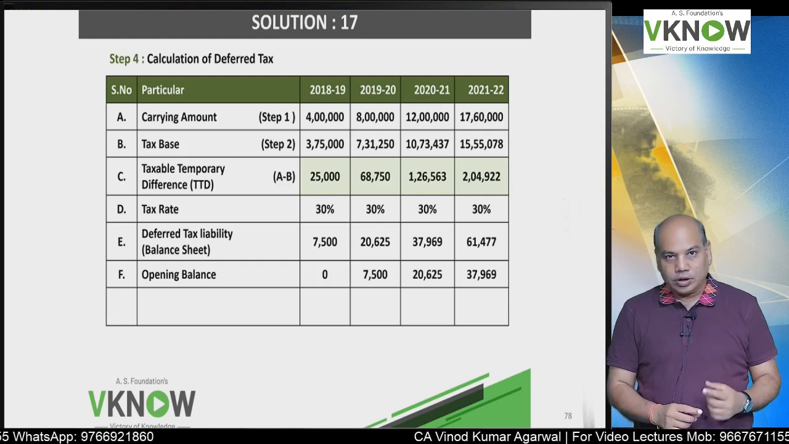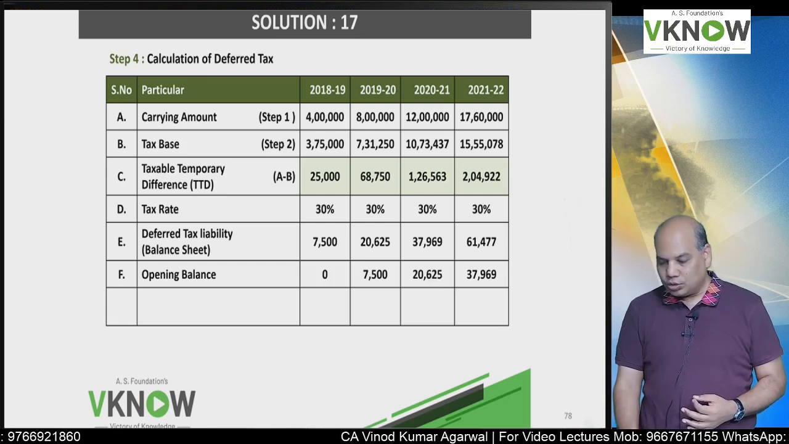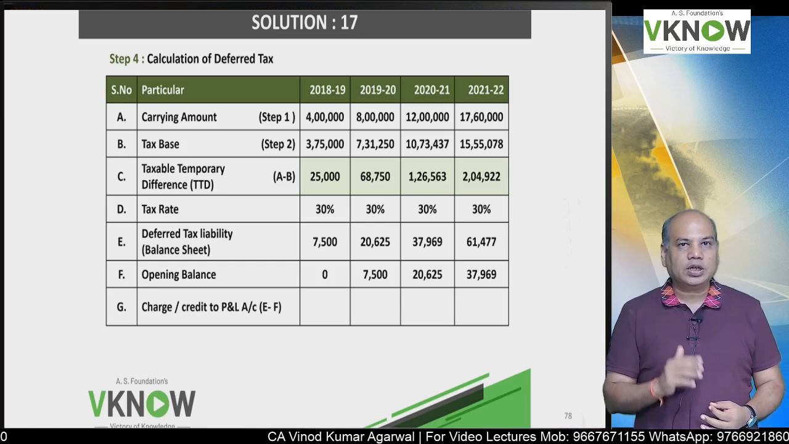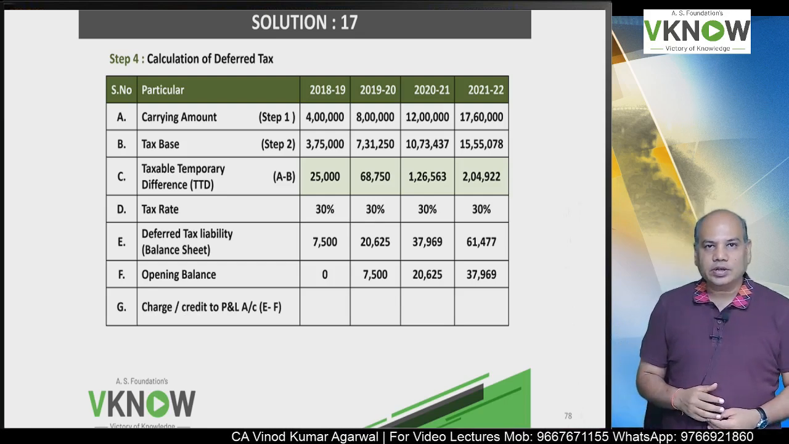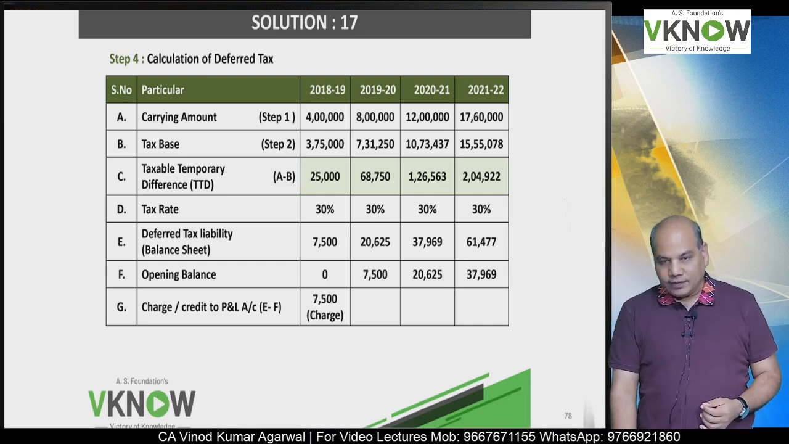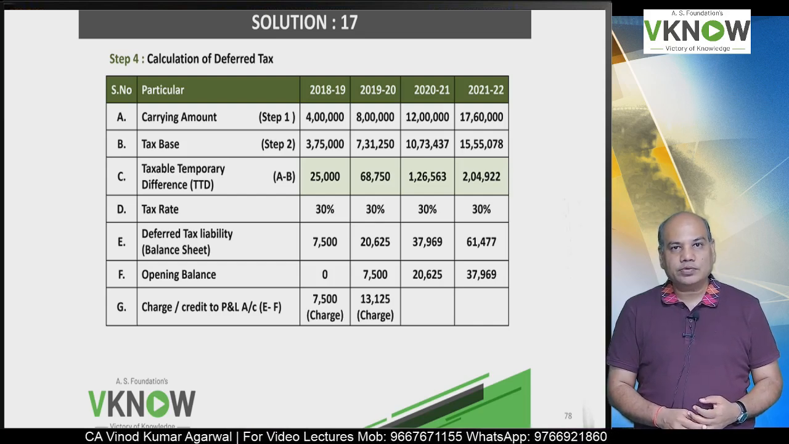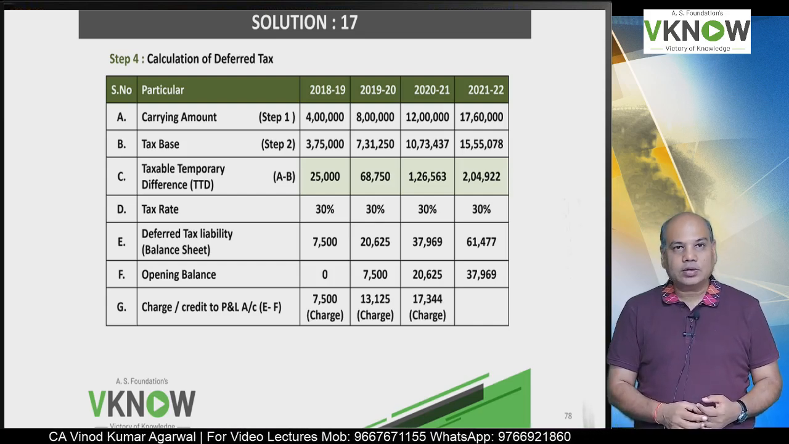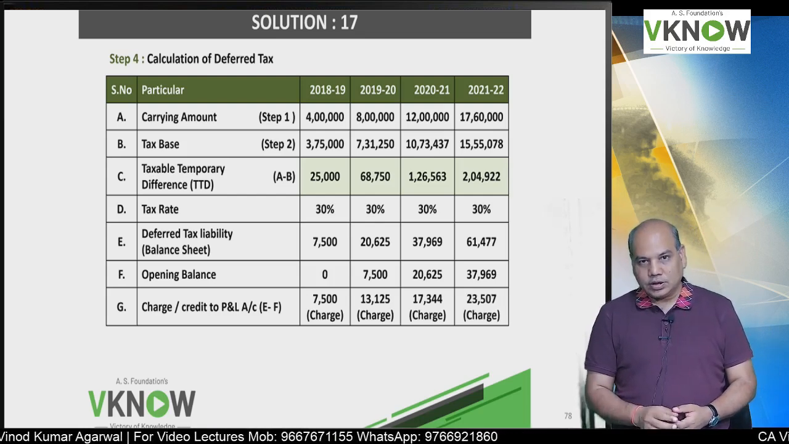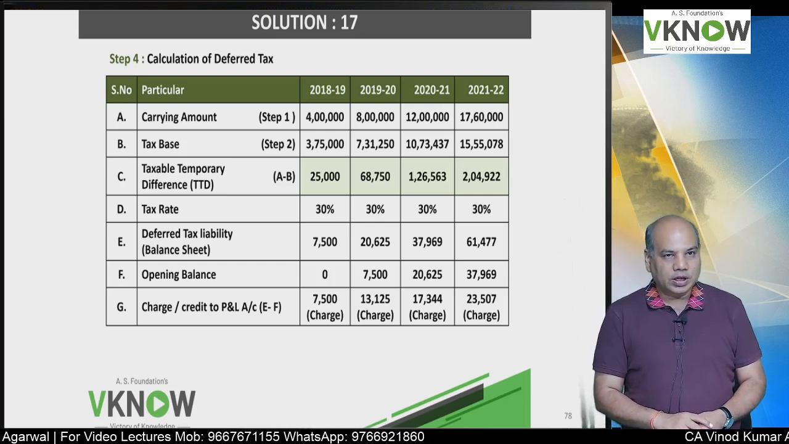Do it. Now compare. In all these years your closing is more than opening, means in all these years there will be charge to P&L account. First year 7500 charge. Second year 13125 charge to P&L account. Third year 17344 charge to P&L account. Last year again 23507 charge to P&L account.